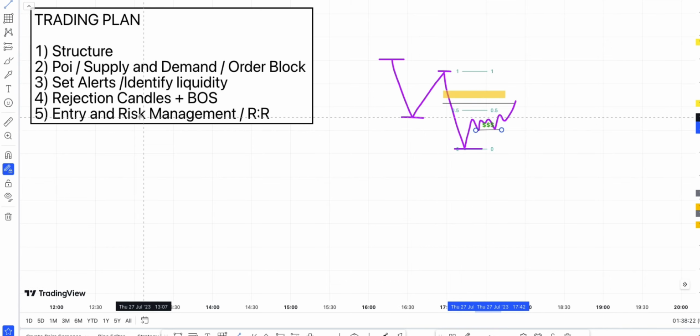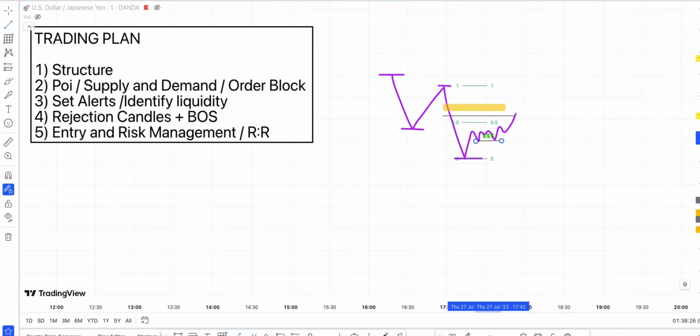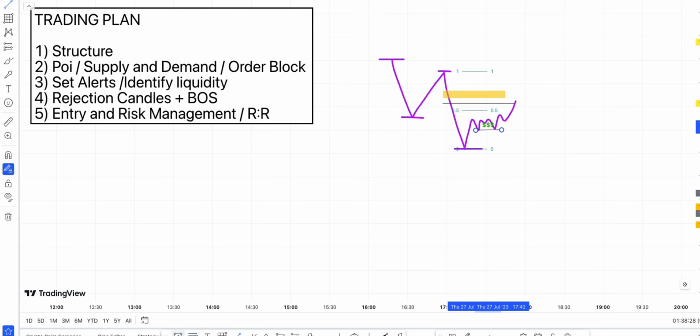Then step 4, we need a rejection candle and break of structure. Whenever you have a supply and demand zone, order block, fair value gap, Wyckoff schematic, anything, you want to see a rejection candle and a break of structure. What I mean by that is you don't want price to come into your actual zone. You don't want candles to close in the zone. You want a tap and go situation.